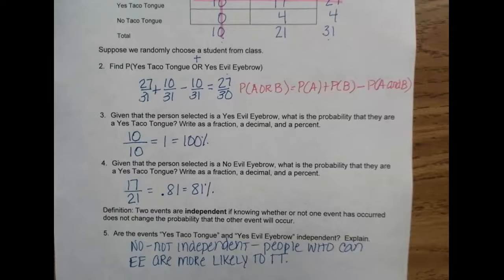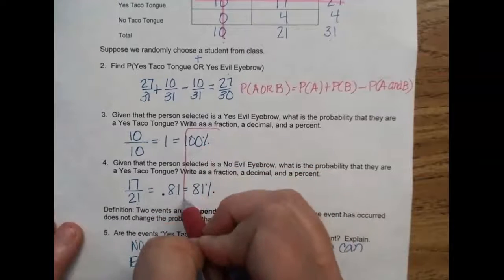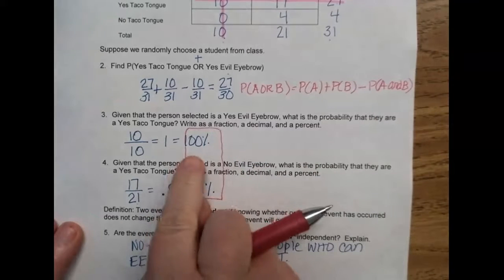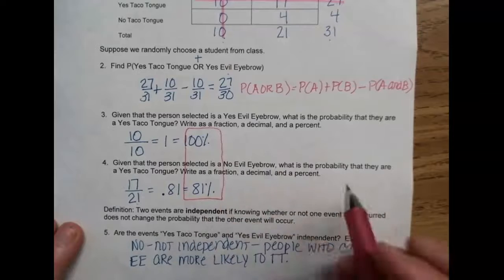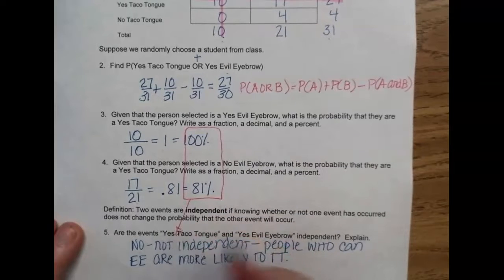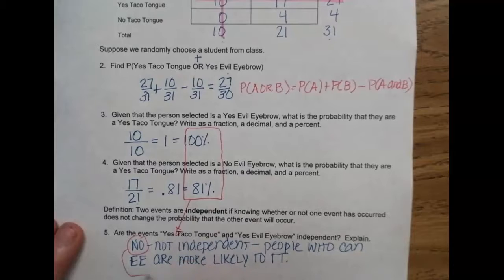All right, let's add a few more notes into this. We got this answer no because we looked at these two percentages and we could see if they were yes Evil Eyebrow, it's 100%. If they're not, it's only 80%. So that helped us answer this question. And we said no because the probabilities are not the same.